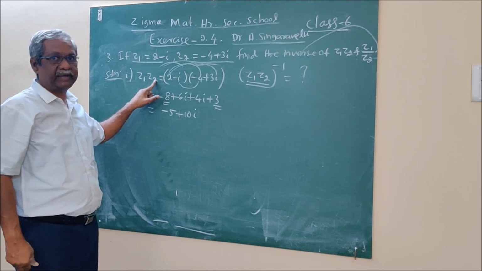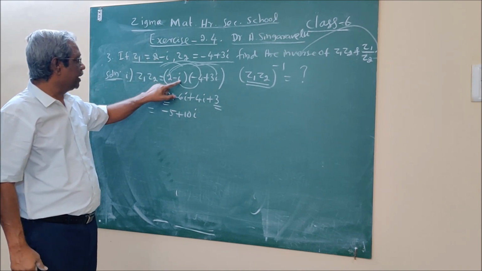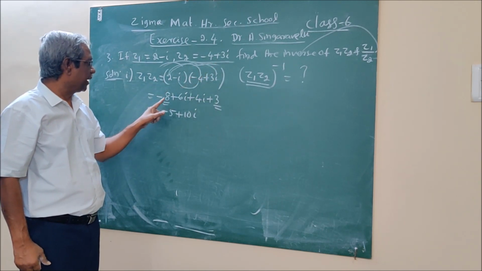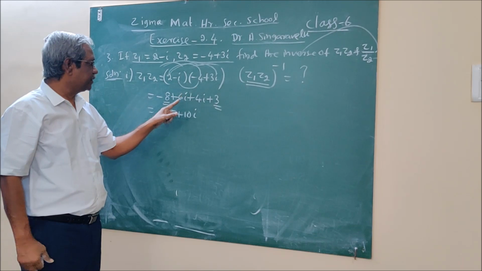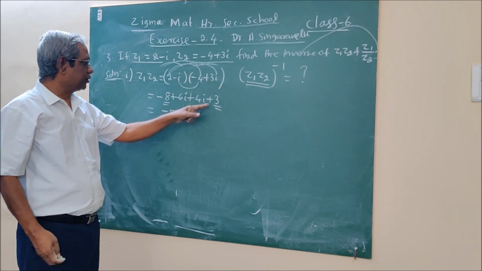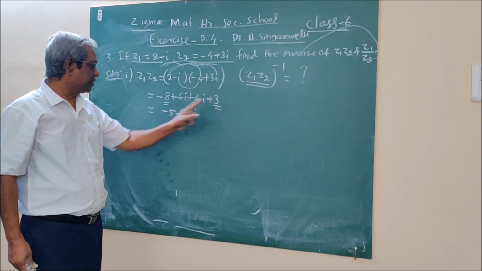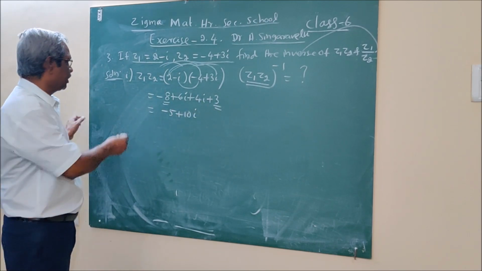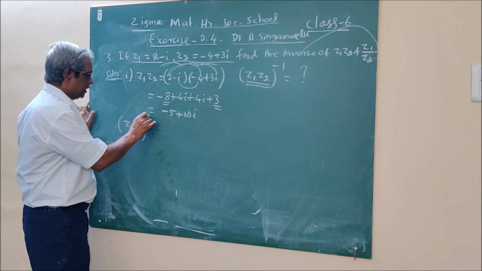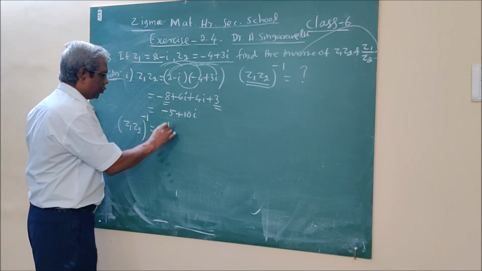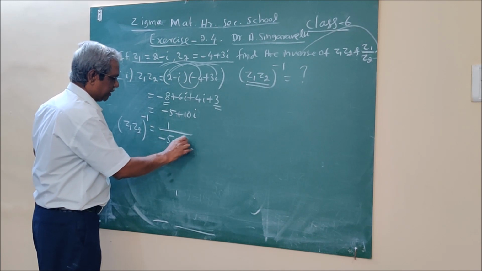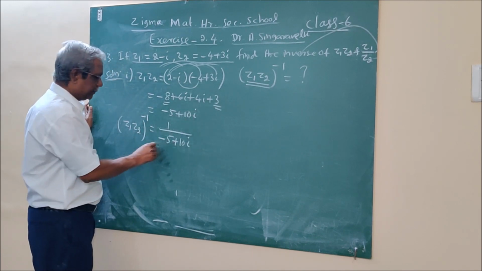Z1 Z2, first we find Z1 Z2. Z1 is 2 minus i, Z2 is minus 4 plus 3i. Multiply: 2 into minus 4 is minus 8, 2 into 3i is 6i, minus into minus is plus 4i, i square is minus 1, so plus 3. Minus 8 plus 3 is minus 5, plus 10i. This is Z1 Z2. So the inverse of Z1 Z2 is equal to 1 by this, that is 1 by minus 5 plus 10i.